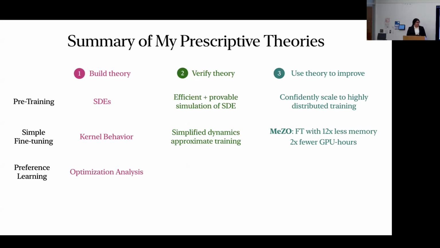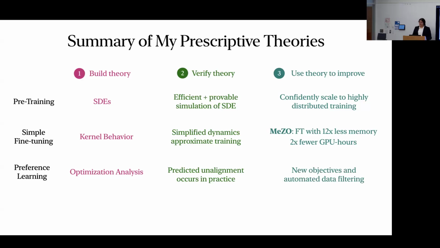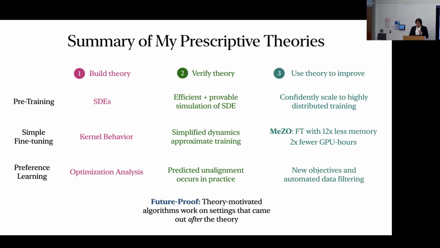In preference learning, we ran a very simple optimization analysis and saw that actually preference learning should cause your model to unalign. We see that frontier models on standard data sets do actually unalign in practice. And we proposed some new objectives and automatic data filtering schemes that allow you to prevent this unalignment. Throughout, I showed that the theory-motivated algorithms that I came up with work on settings that came out after the theory.